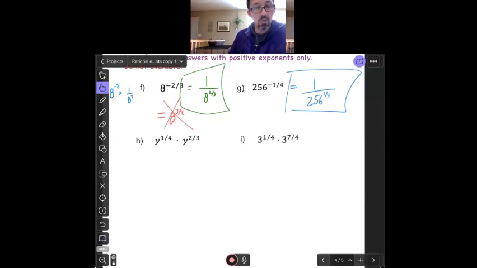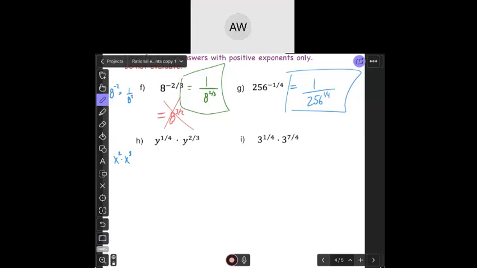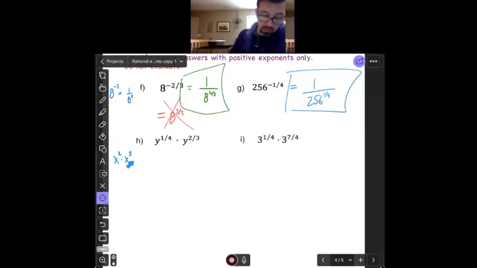See, y to the 1/4 times y to the 2/3. Let's take a step back. How did we do x squared times x cubed? How do we do that? Would you simplify those by themselves and then combine them afterwards? All right, answer the question I'm asking, Aiden. How do we do this? Oh, you add the exponents. Add the exponents, right? Sorry, I was looking at the actual question.